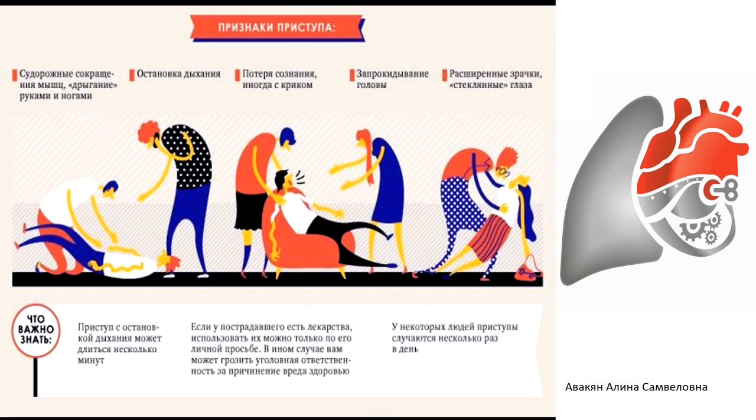Signs of an attack: convulsive muscle contraction, twitching of hands and feet, stopping of breathing, loss of consciousness, sometimes screaming, head tilting, dilated pupils, glassy eyes. It's important to know that an attack with respiratory arrest can last for several minutes.